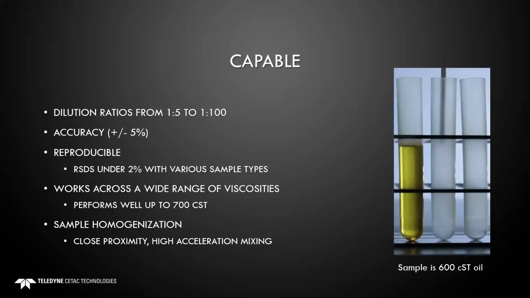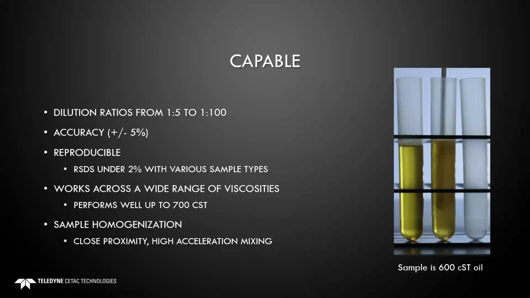And then lastly is the sample homogenization, or mixing. That's what you see going on the right, this repeating image. What we use is close proximity, high acceleration mixing. And it works extraordinarily well and it's incredibly fast. So what you can see here is we dispense the sample first and then the diluent is added at a very high acceleration. That results in this kind of concussive mixing.